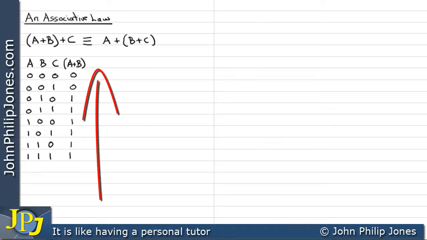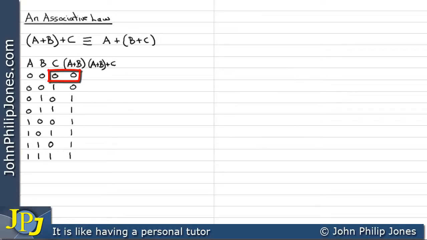Now what I'm going to do is take the column I've just produced, which is the A or B, and I'm going to OR that with the C. So let's see what we get for this. So we have these two, which gives us 0 or 0, which is a 0. This one is 1 or 0, which is a 1. This one is 0 or 1, which is a 1. This is 2 ones. 1 or 1 gives us a 1.